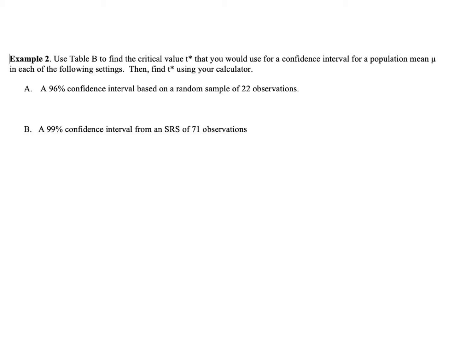So now we're going to use table B to find our critical t-value. And then we'll do it a second time using t-star on the calculator. We're supposed to first of all build a 96% confidence interval based on a random sample of 22 observations. So we're going to need our degrees of freedom in order to find our t-star, our critical t. This would be equal to 22 minus 1, or 21 degrees of freedom.